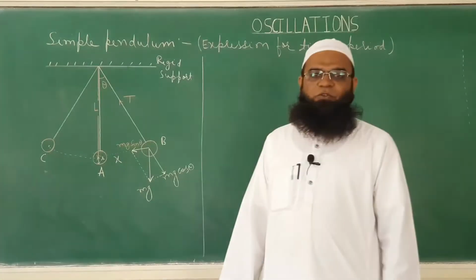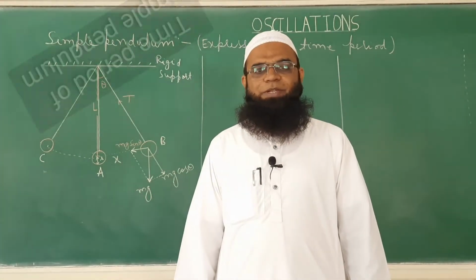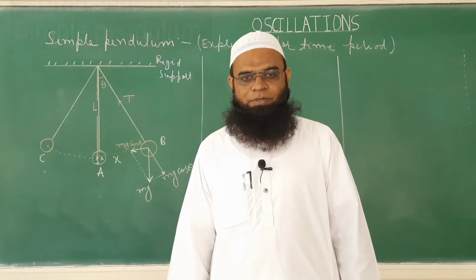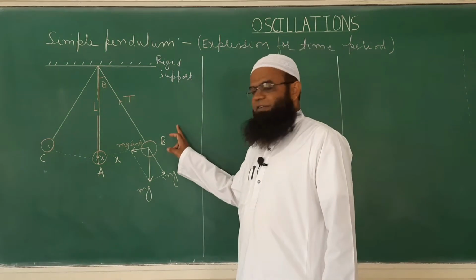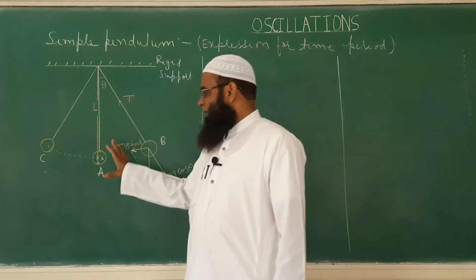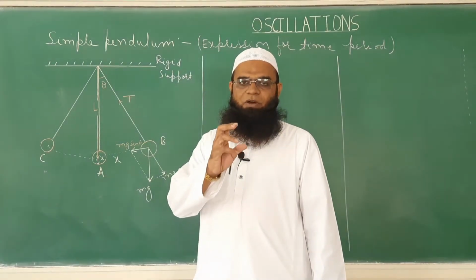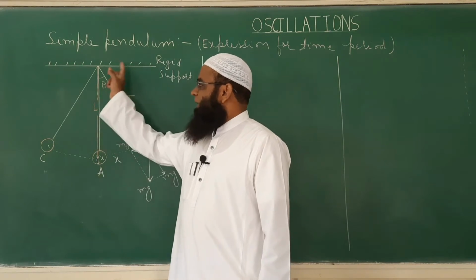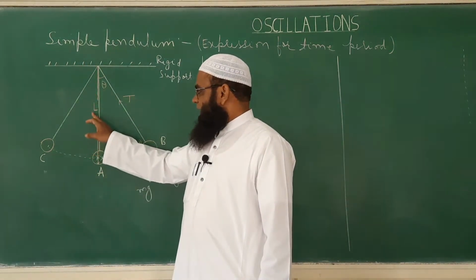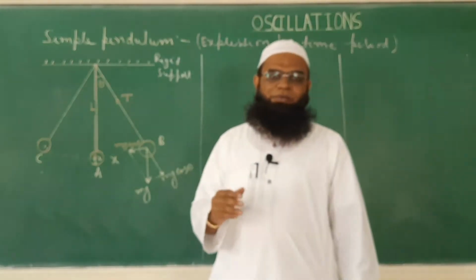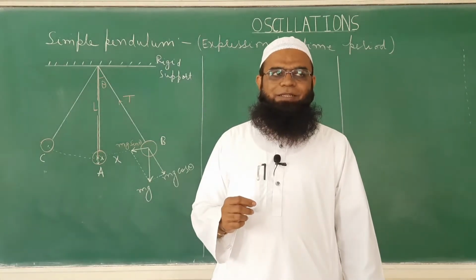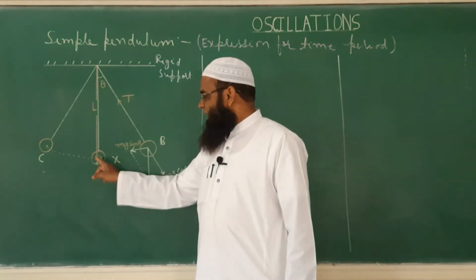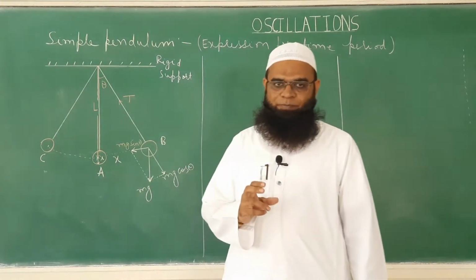Now, we will try to find the expression for the time period of a simple pendulum. Just now we have seen what a practical simple pendulum is. Now, see this figure. Here we have taken a simple pendulum in which we have a bob of mass m. This bob is suspended from a rigid support. Here capital L is the length of the simple pendulum, and this length is nothing but the distance between the point of suspension and the center of gravity of the bob.